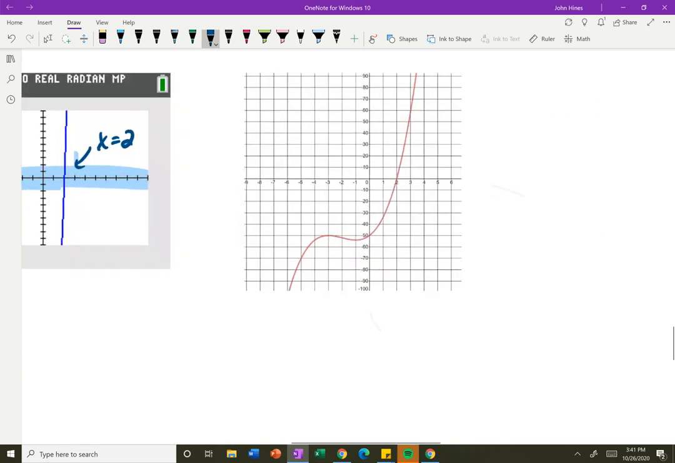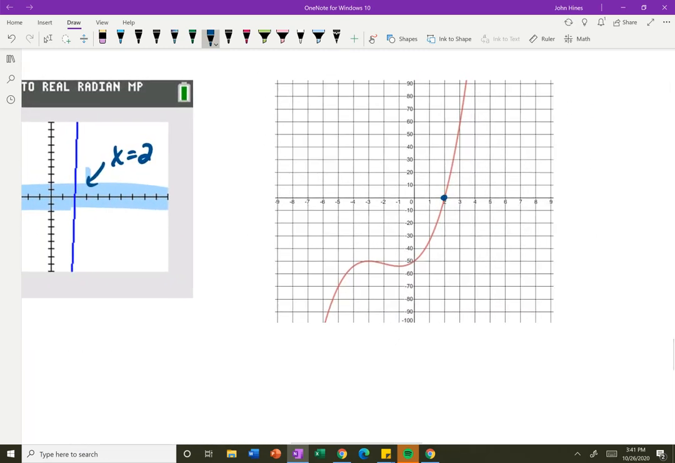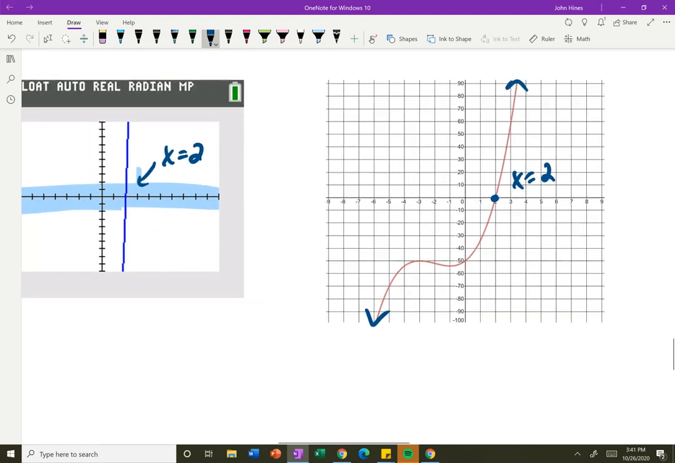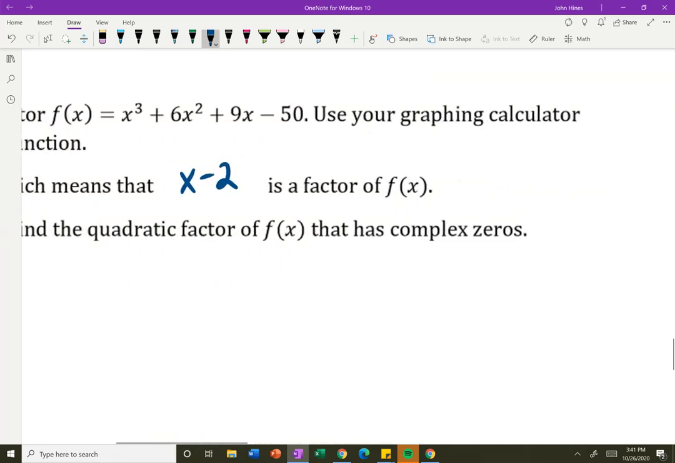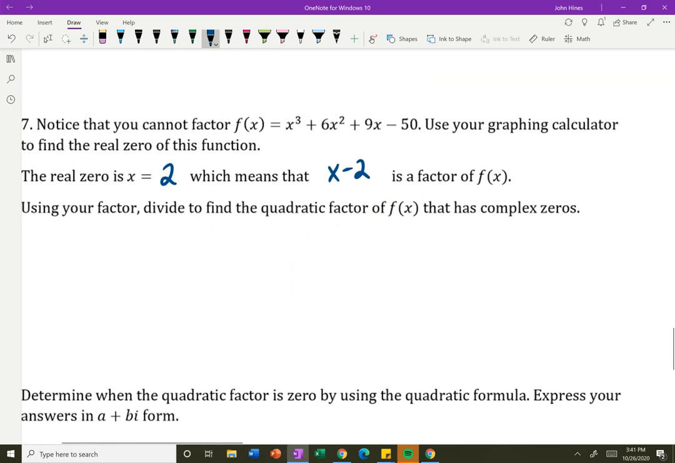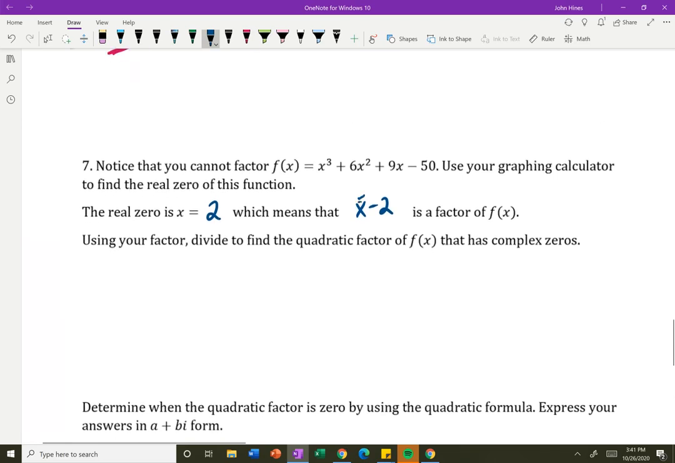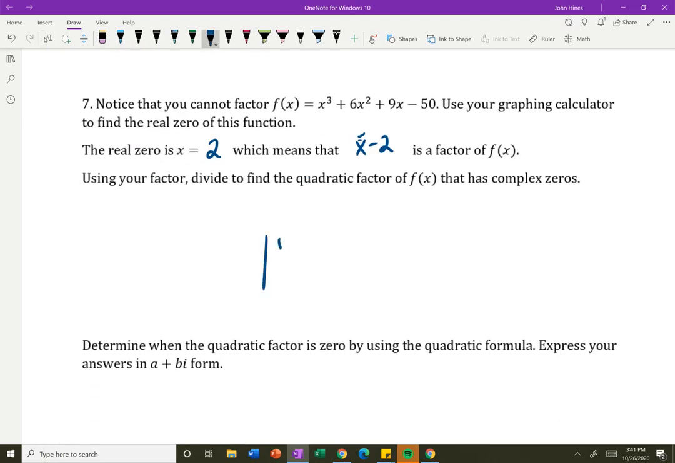So again, I graphed the whole thing here on Desmos to make it look nicer. So when you zoom out a little bit, you see x equals 2 is the only time it hits the x-axis, and then it goes that odd positive end behavior that I would expect. It goes up forever and down forever. So it only hits the x-axis once, which tells me I have some complex zeros hidden. So I know x minus 2 is a factor, so I can divide by x minus 2.